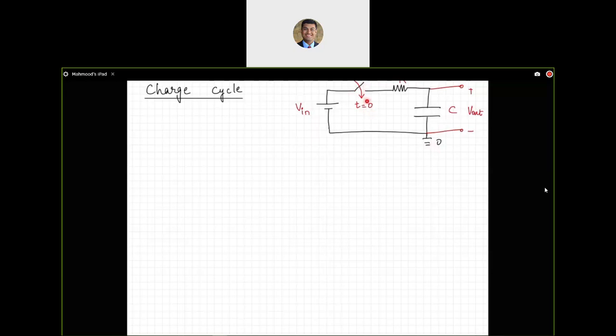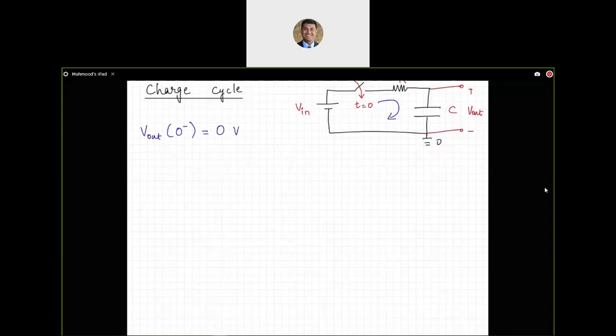The moment I close that switch, current is going to flow in this circuit, and it is going to charge the capacitor through this resistor R, because I've connected it to a voltage source. So if I connect it to a 5-volt source, for example, and I assume that initially, before the switch closes, the voltage across that capacitor is 0. So I'm saying V out of 0 minus, at time 0 minus, just before 0, I'm assuming that it is 0 volts. So the voltage on the capacitor just before the switch closes is 0 volts.